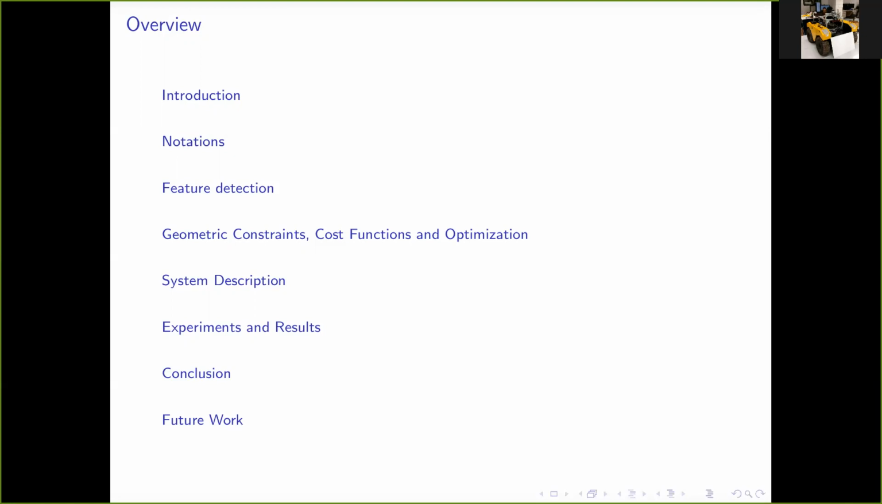We will then discuss the optimization technique used to minimize the cost function for estimating the extrinsic calibration parameters. Next, I will describe the system of sensors we have used to test our algorithm and present the experiments we conducted followed by the results we obtained. And ultimately, I'll close this talk with some conclusions and ideas about future work.